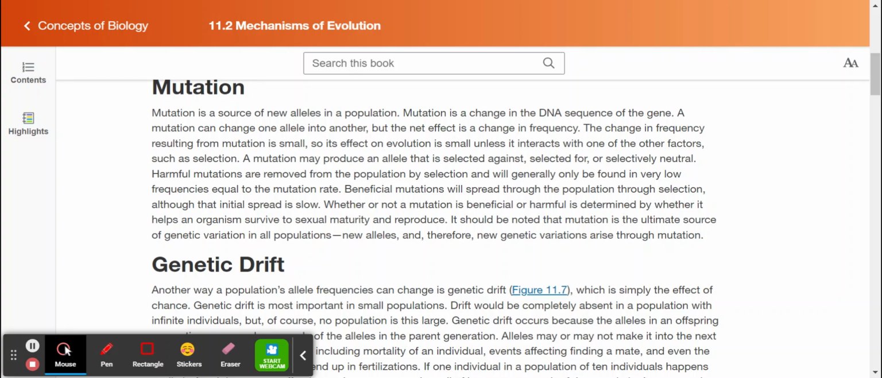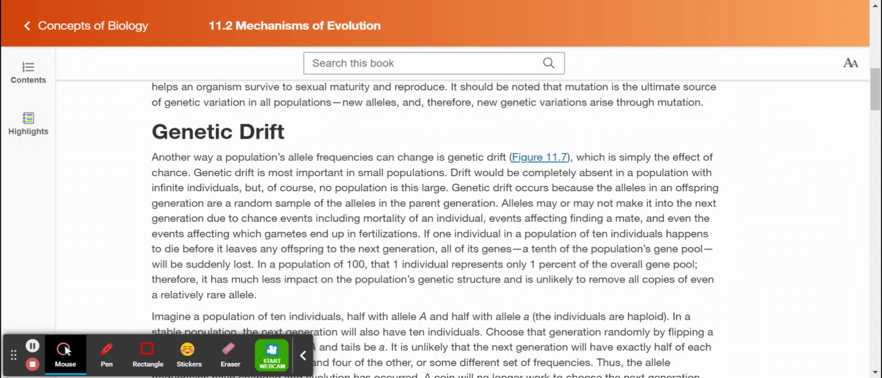A mutation may produce an allele that is selected against, selected for, or selectively neutral. Harmful mutations are removed from the population by selection and will generally only be found in very low frequencies equal to the mutation rate. Beneficial mutations will spread through the population through selection, although that initial spread is slow. Whether or not a mutation is beneficial or harmful is determined by whether it helps an organism survive to sexual maturity and reproduce. It should be noted that mutation is the ultimate source of genetic variation in all populations. New alleles, and therefore new genetic variations, arise through mutation.